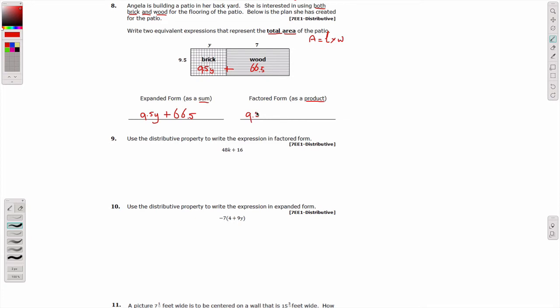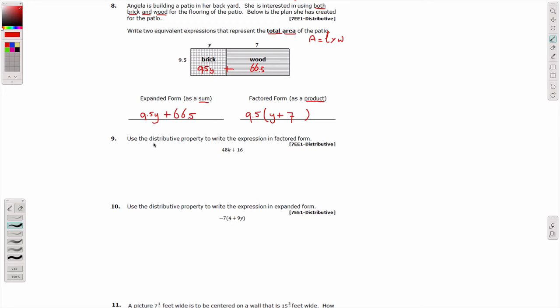Good. Now, as a factored form, as a product, I can simply take the width of the entire patio, which is going to be 9.5, and then multiply that times the entire length. Well, the entire length is going to be y, which is the length of the brick, plus 7, which is the length of the wood. I don't know how long the brick section of the patio is going to be, which is why I use a variable, because that variable represents the number. So I have two expressions, 9.5y plus 66.5 and 9.5 times (y plus 7).